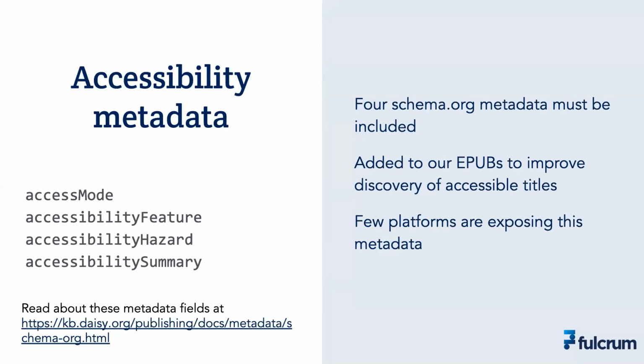But really the idea for us in the future is that when this metadata is in our EPUBs, we can use that metadata in our platform, Fulcrum, to display certain accessibility information about a book on a sort of title or product page. So people would know if there's long descriptions in the book or if there's any problems with the content.